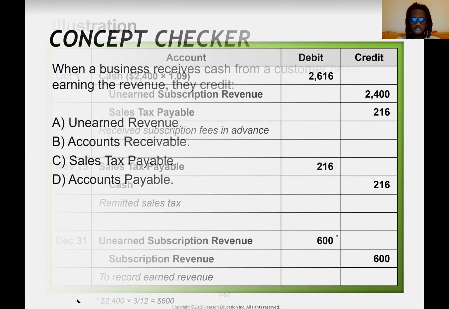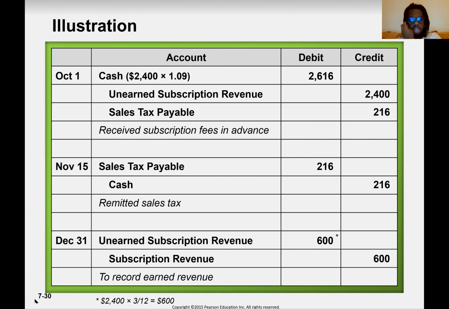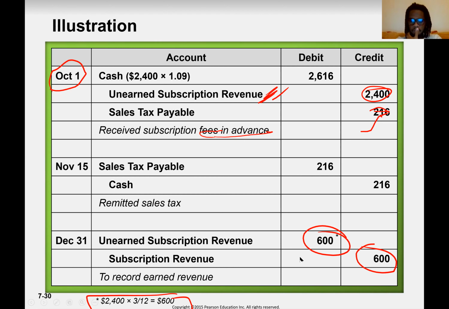So why do you say unearned? Where does 600 come from? 600 is coming from here. The customer paid in advance for the whole year, 2400. So 2400 divided by 12, the answer is 200. One month subscription is 200. So this is December 31st, and he paid on October 1st. So the company had provided 3 months of service.